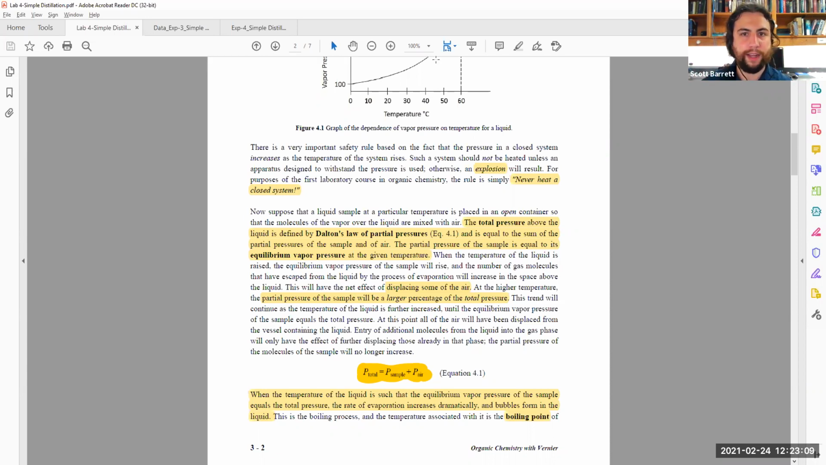It's kind of like when you press onto a balloon. When you start pressing, you've compressed it, and the total amount of molecules in there hasn't changed. So all of a sudden you get to a certain point, and then it explodes because it can no longer take up the space within that given system. So as they say here, never heat a closed system.